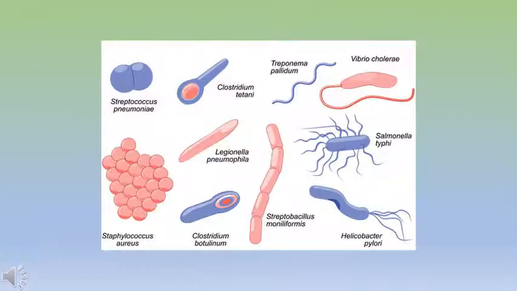Here you can observe some examples of bacteria, how bacteria appear in different shapes. There are some cocci, then bacilli, and there are some with spore formation. It is actually just a diagram to show you how they appear.